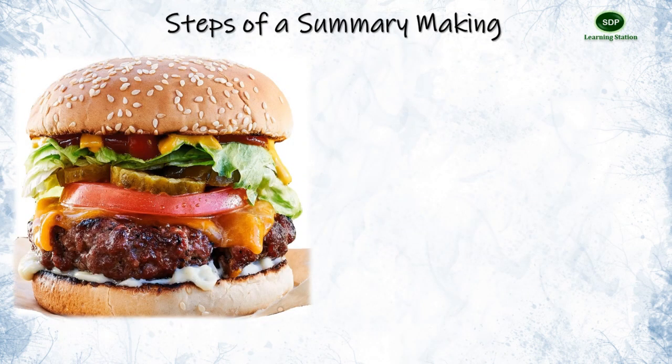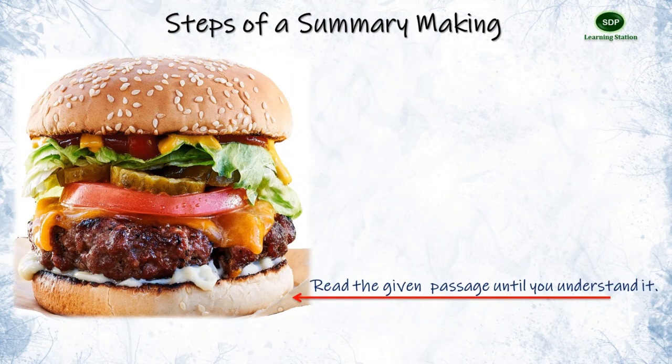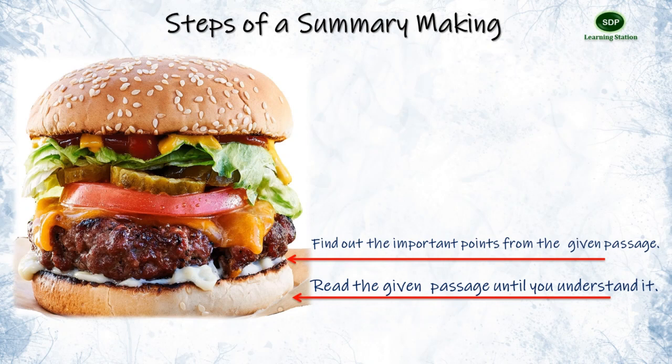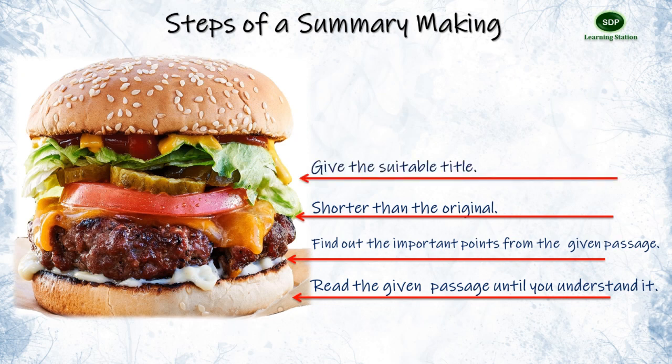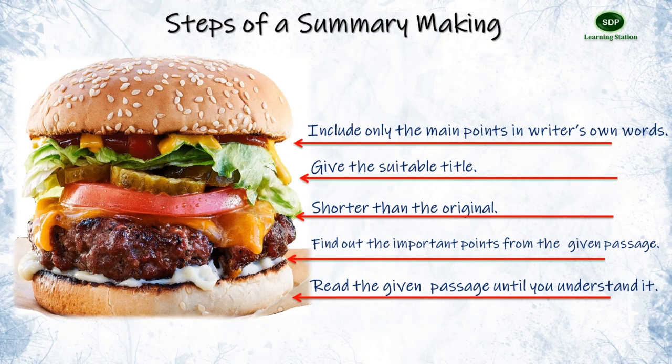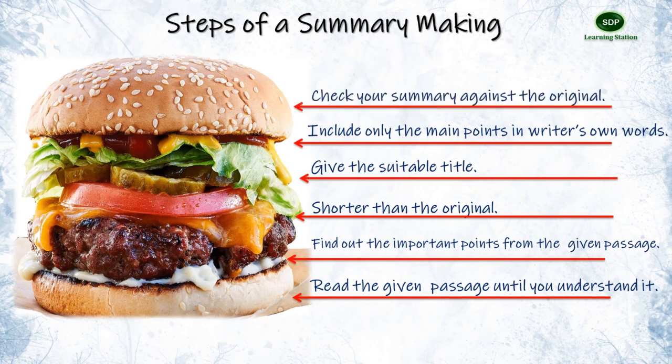Steps of summary making. Read the given passage until you understand it. Find out the important points from the given passage. Shorten the passage from the original one. Give a suitable title. Include only the main points, in the writer's own words. Check your summary against the original.